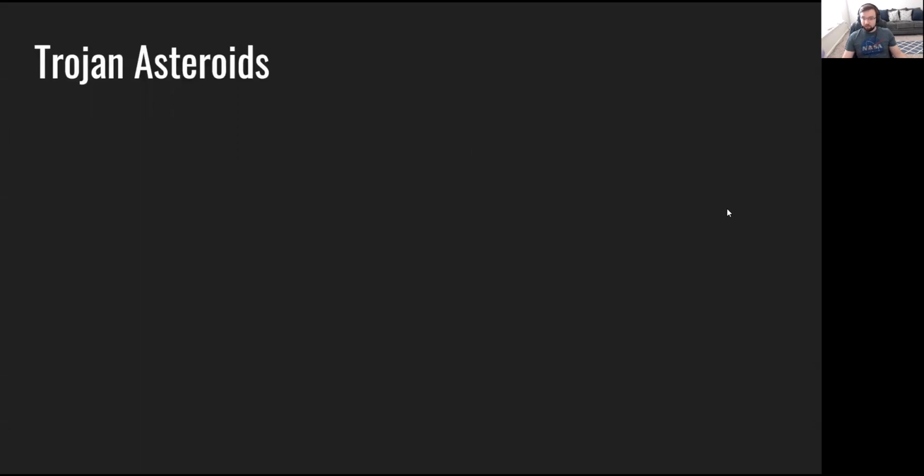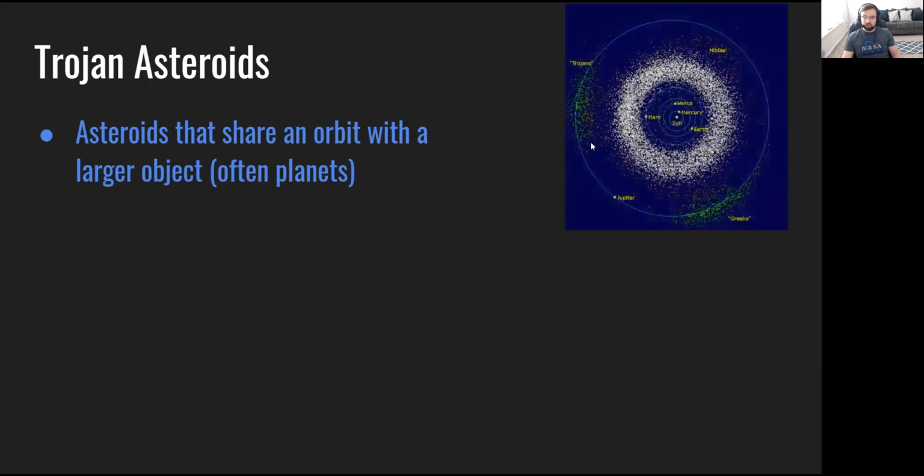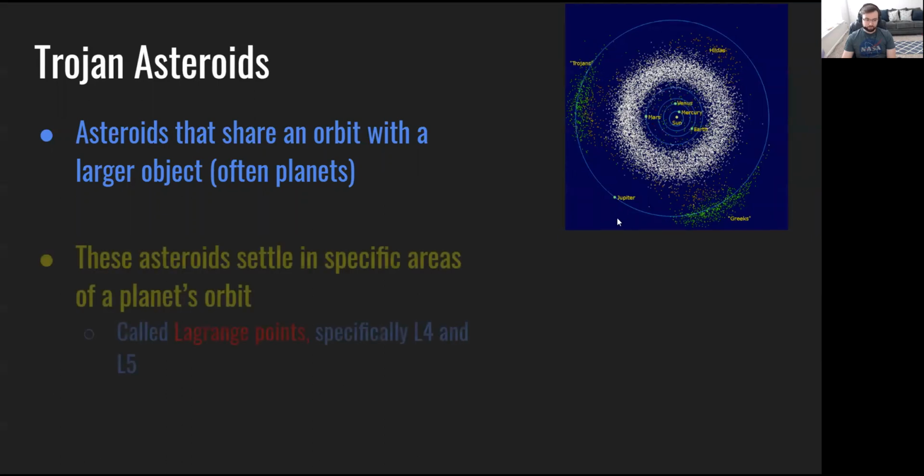Now, that population of asteroids I mentioned that kind of sits in the orbits of planets, they are called Trojan asteroids. They are asteroids that share an orbit with a larger object, often planets. So here's that image I showed you before. There's Jupiter on the bottom left, and you can see these chunks of green dots. Those are the asteroids that share Jupiter's orbit. Some are in front of Jupiter, and some are behind him.